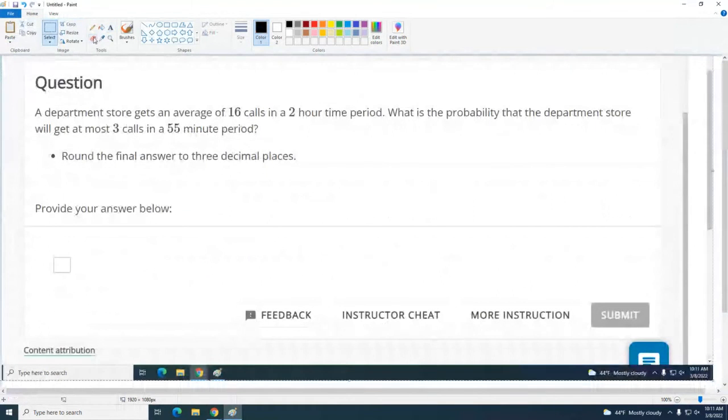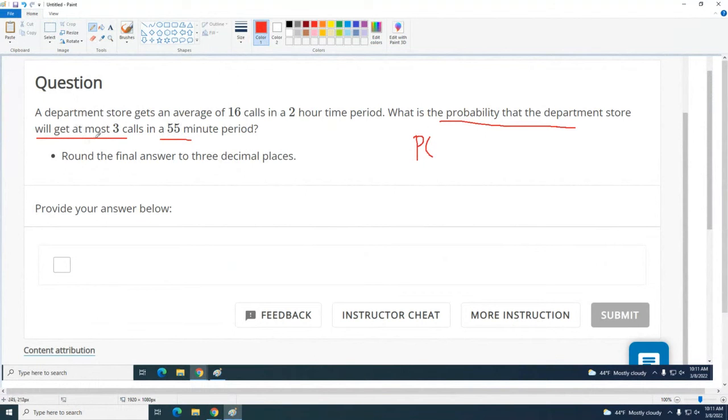Alright, so now we're really looking at what is the probability. This is what is the probability that the department store will get at most 3 phone calls in 55 minutes. So let's first look at the question. What is the probability? So we're calculating a probability. What do we mean by at most 3? At most 3.